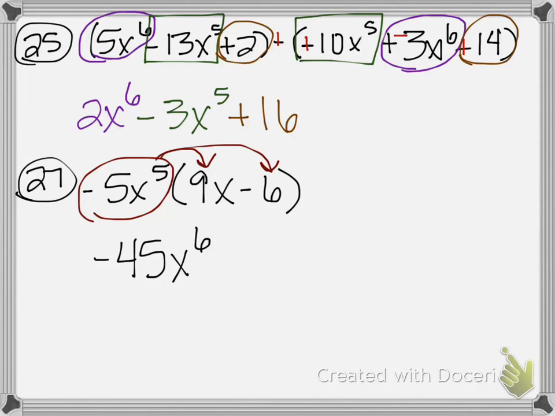Then I have to take negative 5x to the 5th times a negative 6. So negative times a negative is a positive 30x to the 5th. And that would be my final answer. Negative 45x to the 6th plus 30x to the 5th.